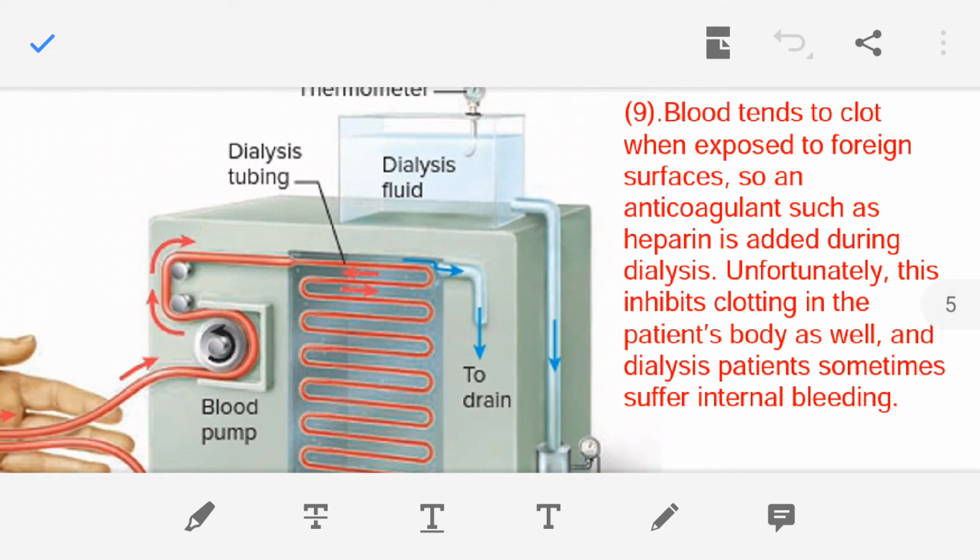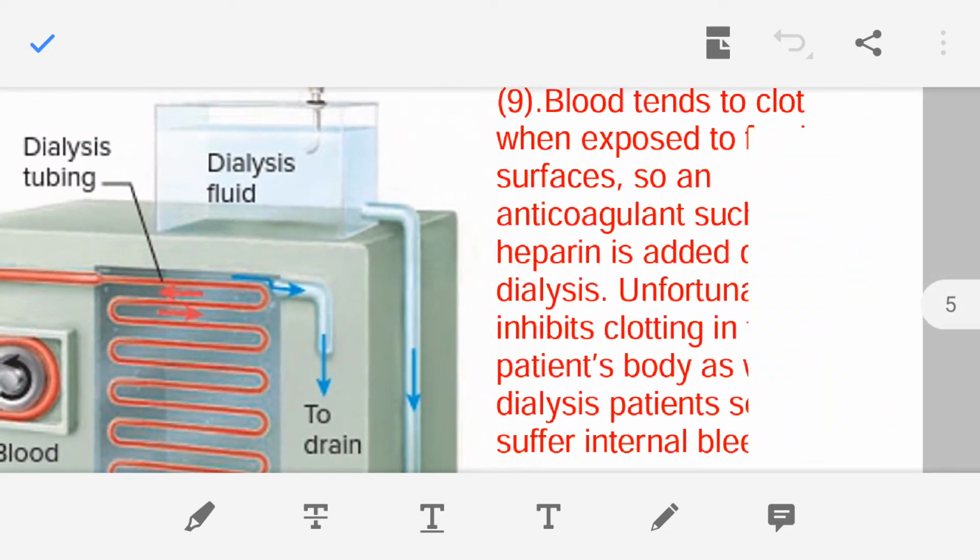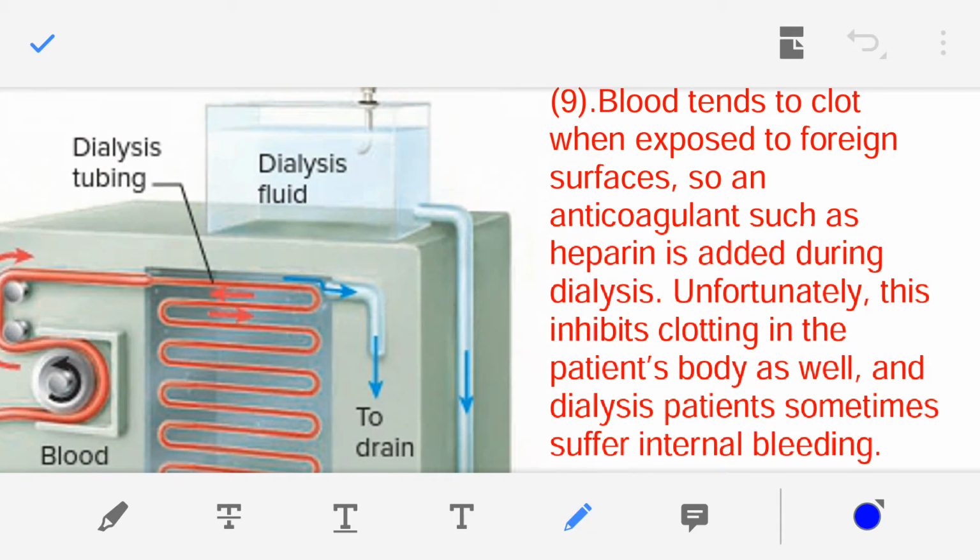Now, one more problem in this procedure. We know when human blood comes out from the body, it tends to clot. So when the blood is outside our body, it clots. Here the same problem is occurring. So to avoid this blood clotting, an anticoagulant is added to the blood. For example, heparin is used. Heparin is introduced in the patient's blood.